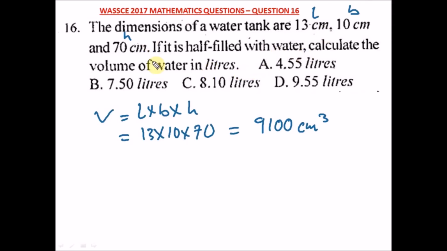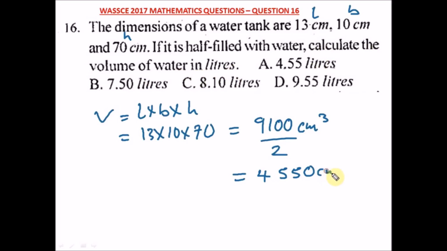So the volume of the water tank is this, and it says if it is half filled with water, so we divide by what? 2. When you divide this by 2, what do we have? We have 4,550. So it says calculate the volume of water in liters.